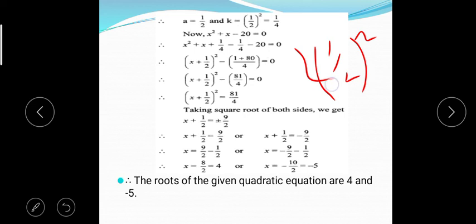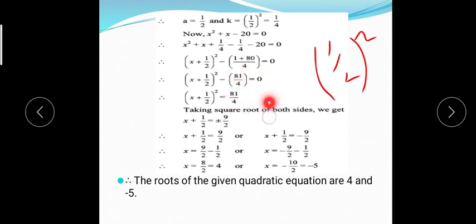By using this value, you can solve. Now x squared plus x plus 1 by 4 minus 1 by 4 minus 20 is equal to 0. These two terms you have to calculate. Now this is a perfect square. How will it come? (x plus 1 by 2) whole squared. This is a very important step you have to do by your identities. And then you will get (x plus 1 by 2) whole squared is equal to 81 by 4.